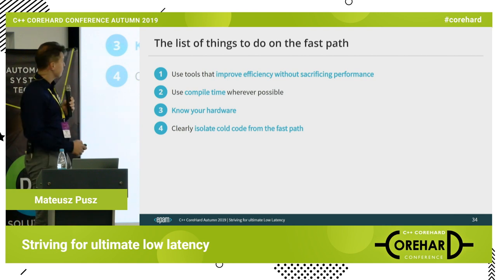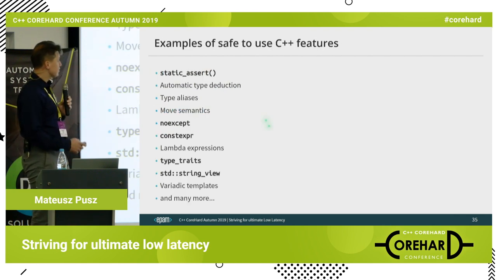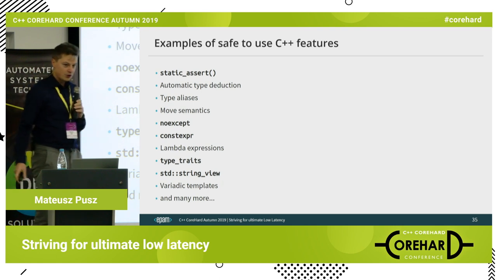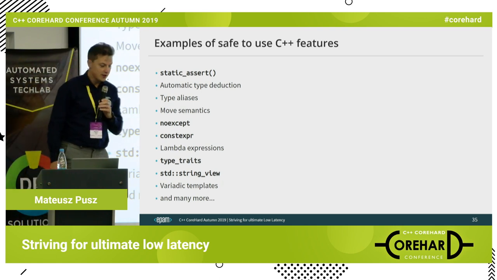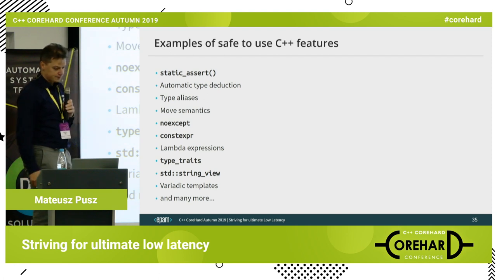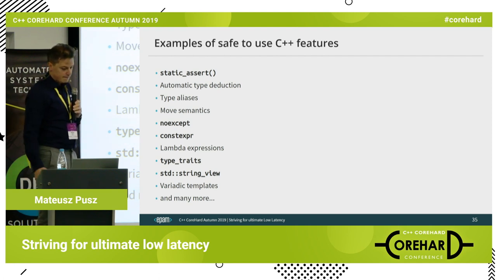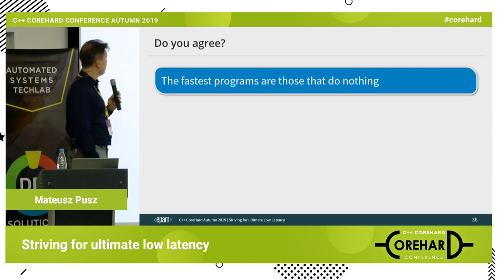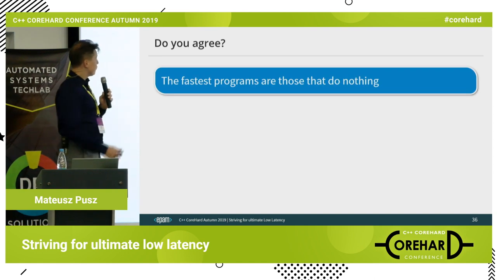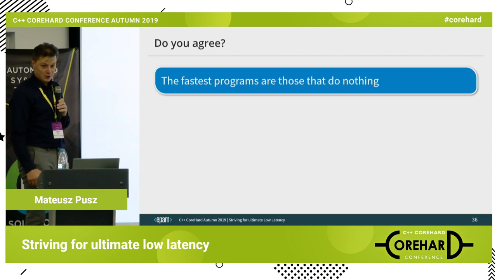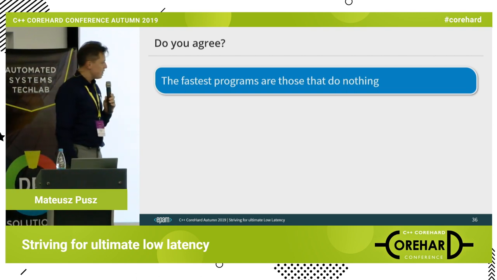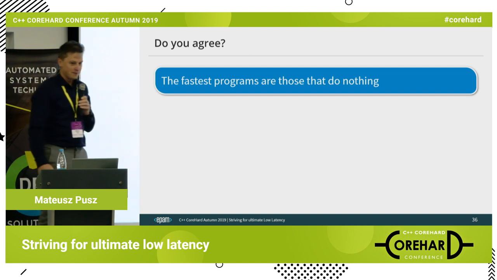Talking about the features that improve efficiency, here is a short list, but it's much longer. Static asserts, auto, type aliases, move semantics, noexcept, constexpr, lambdas, type traits, string view, variadic templates, and many, many more. There are a lot of features that you can use. It's really only a few things that you shouldn't do. Talking about compile time safety, compile time performance. The fastest programs are those that do nothing. Do you agree with this one? And I also heard during my training that those are the fastest to write.